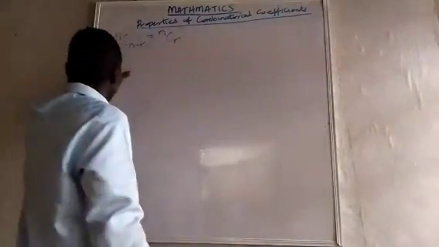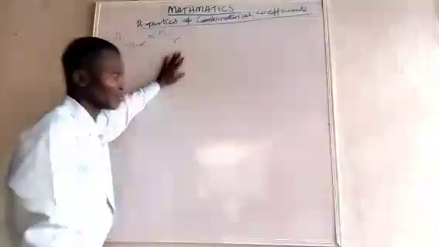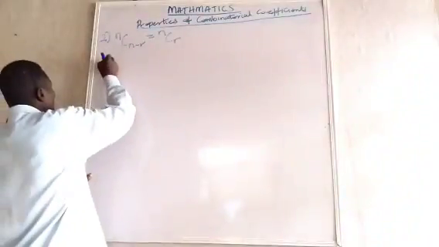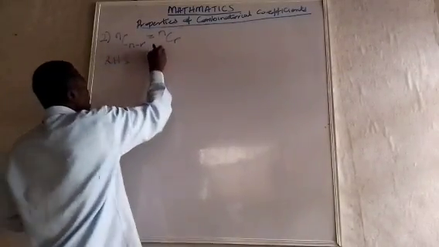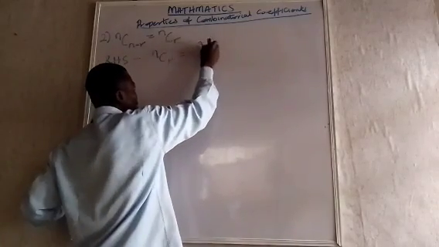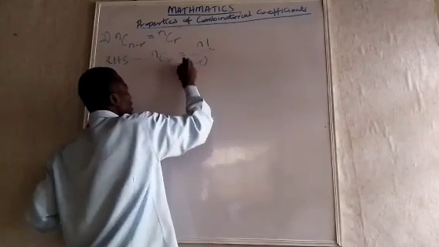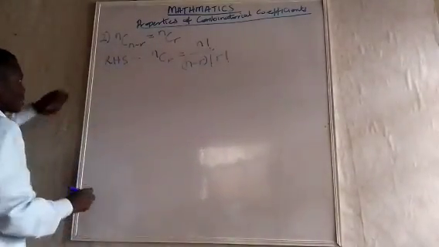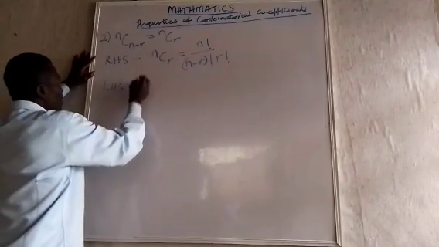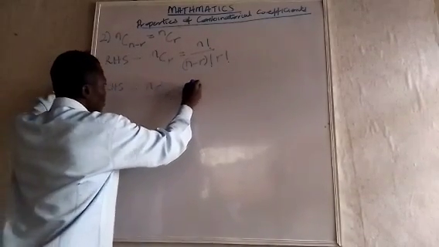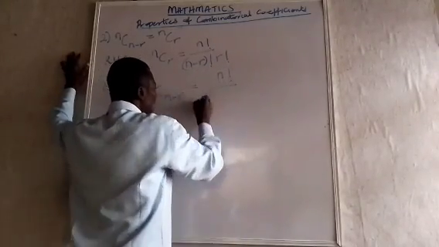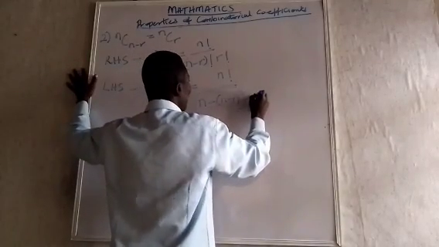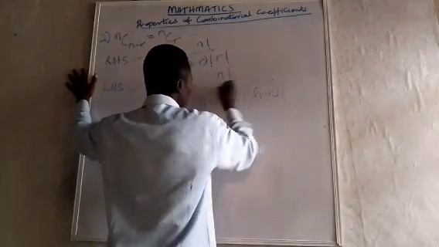Now the second one is n choosing n minus r is equal to n choosing r. Let us undo the right hand side first. It is equal to n factorial over n minus r factorial multiplied by r factorial. Now let us go to the left hand side. We have n choosing n minus r is equal to n factorial over n minus r factorial multiplied by n minus r factorial.